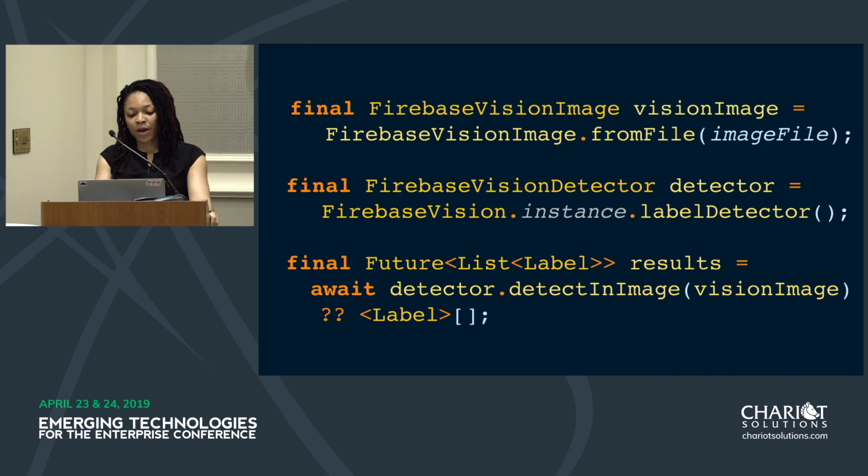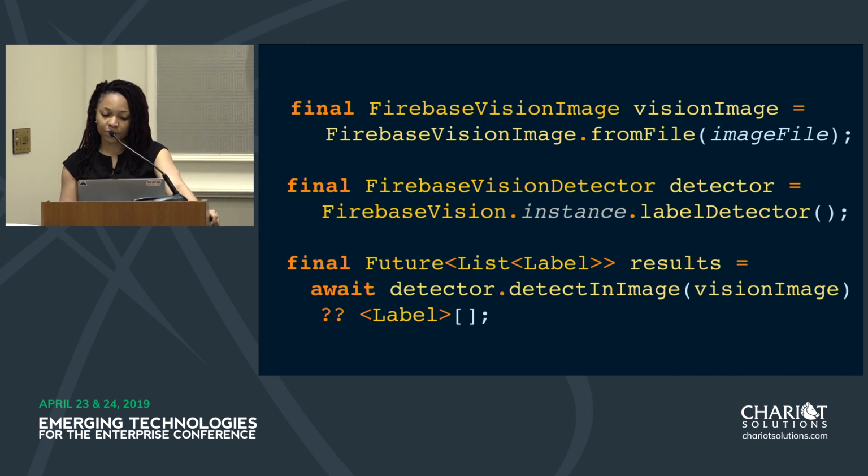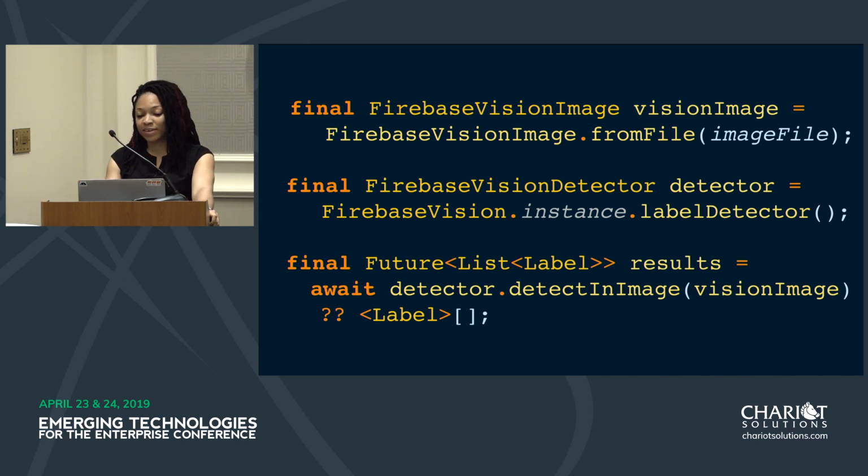And because it runs in the background, it returns a future list of labels. And if there's nothing that it detected in the image, I'm saying return an empty list of labels.